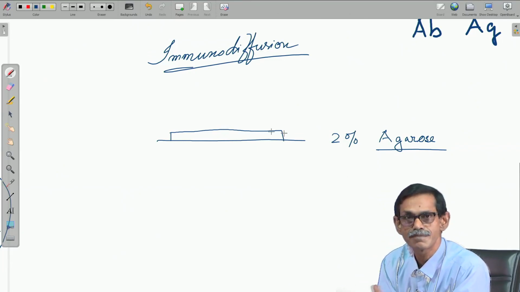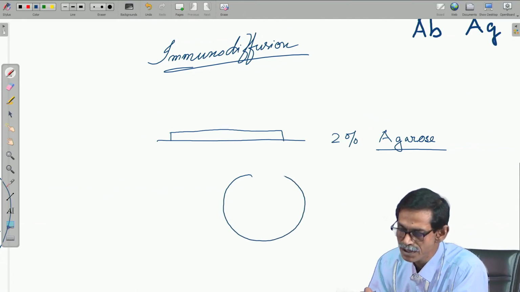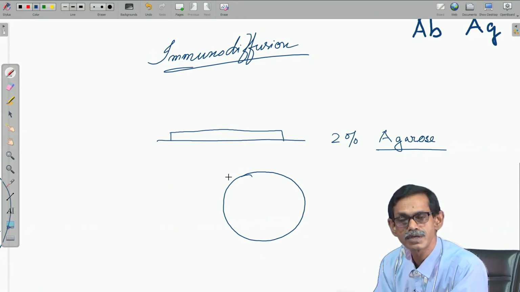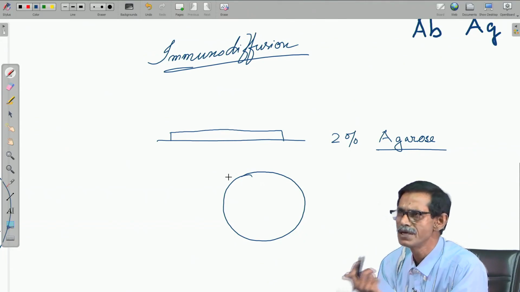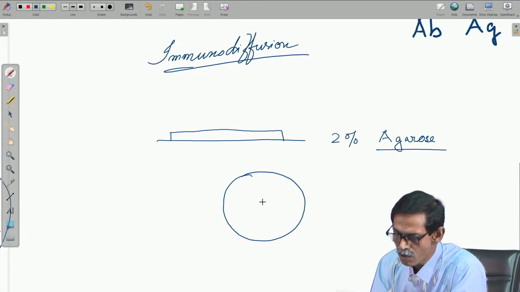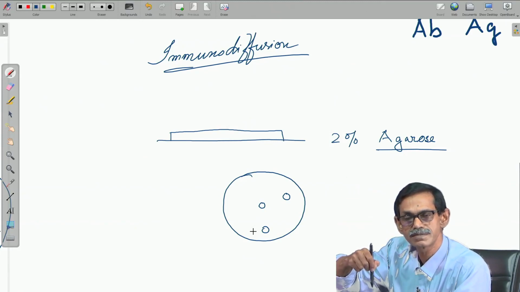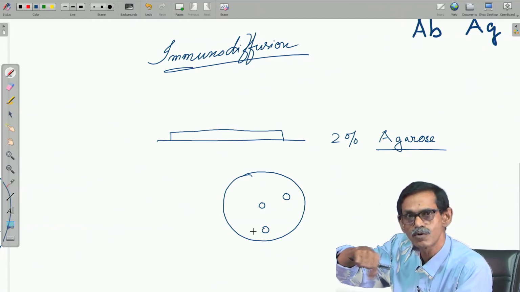So, we add 2% agarose solution on one slide. Or we can use the Petri plate, where you grow the bacteria. In that Petri plate you pour the agar, maybe 3 to 4 millimeter thick, and then you make different holes. Just punch a glass pipe or plastic pipette through and make a hole or well.